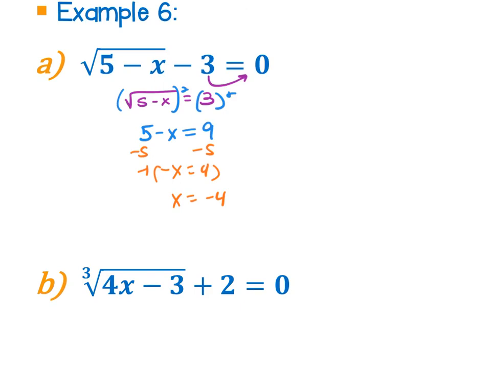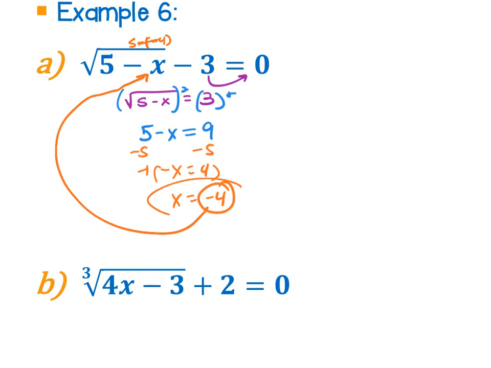But again, I want to check it. I don't have to check it full out. I mean, it would be helpful to check it full out and make sure my answer's right, but what I really need to check to see is if I plug that in, am I going to get a negative underneath my square root? So if I get 5 minus a negative 4, it becomes plus 4, and I get 9, and I can square root the 9, so I know I can keep this answer. It's not extraneous.